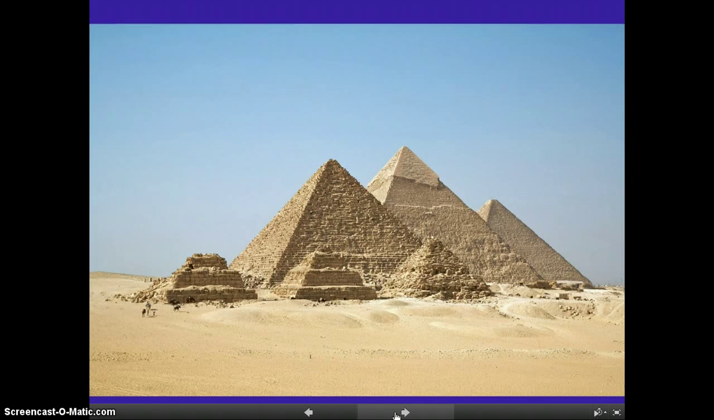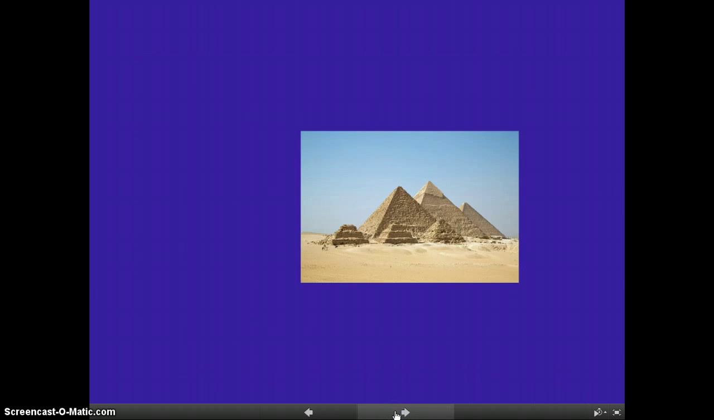This is one of the oldest parts of Egypt here, the pyramids, back from the Egyptians, back when you had pharaohs and queens and that kind of thing. These pyramids are actually tombs for the pharaohs and their families.